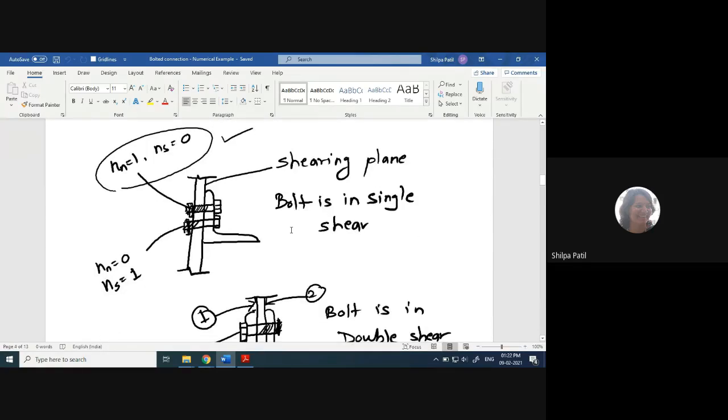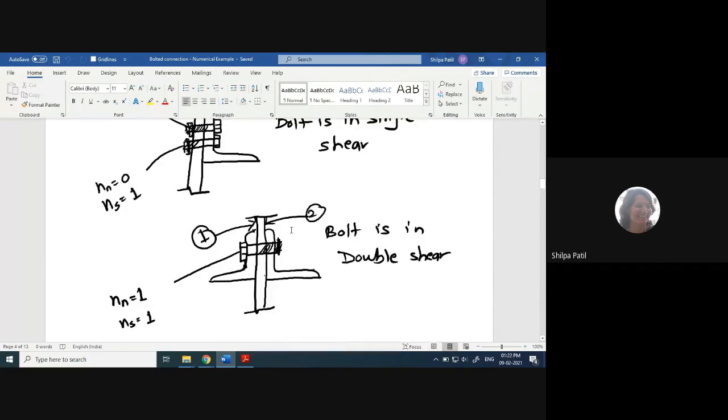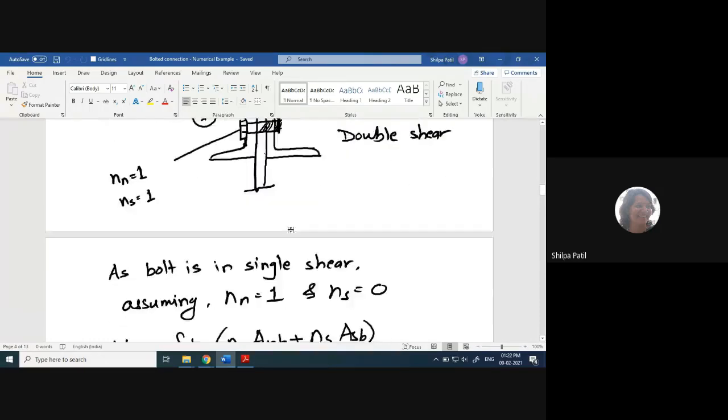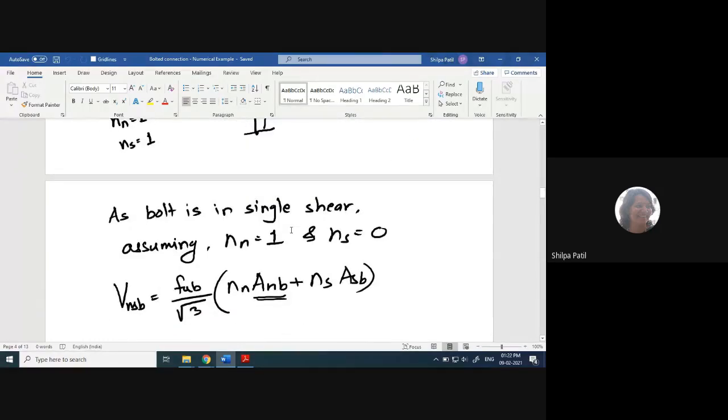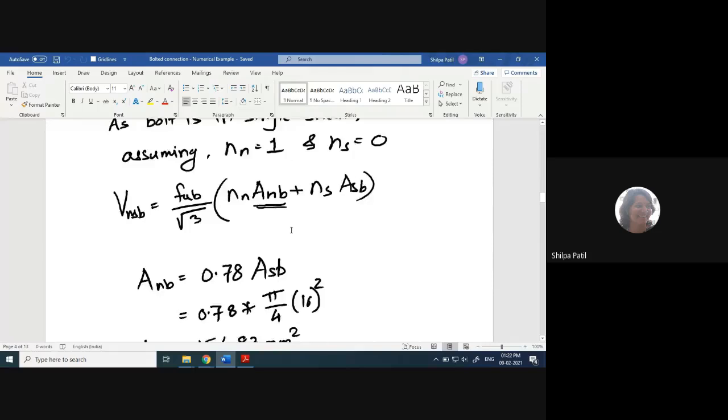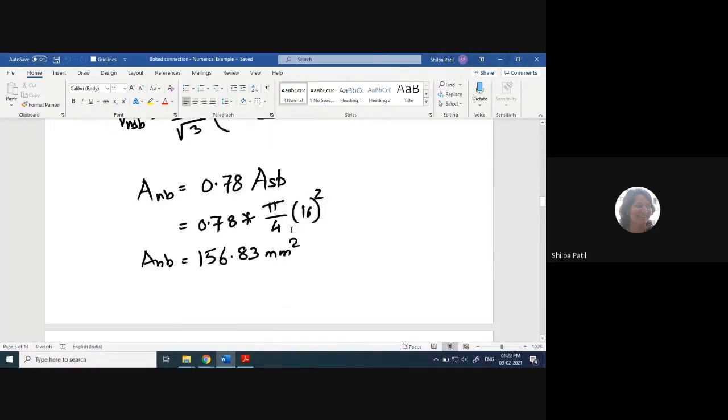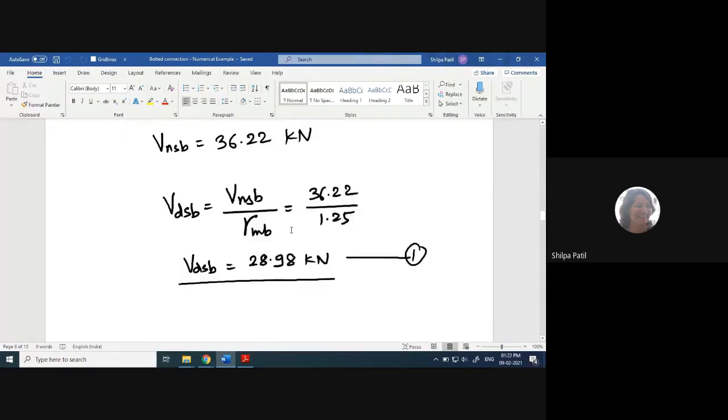We also discussed the concept of single shear and double shear, and how to assume the values of Nn and Ns. Accordingly, we calculated the VDSB value, which is coming as 28.98 kilonewton. This value indicates the shear capacity of a bolt. So how much force a single bolt can transfer, that capacity is nothing but this value 28.98. This is just the shear capacity.